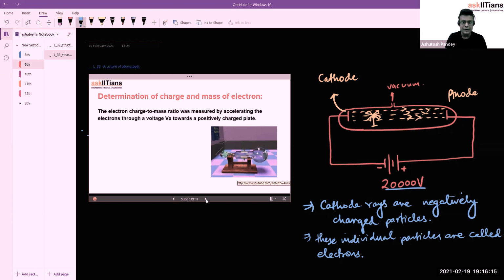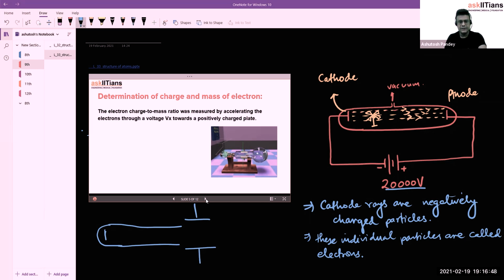So I'm going to present the whole setup. Okay, so this is the cathode, and let's say we have an electric field like this, and a magnetic field like this.